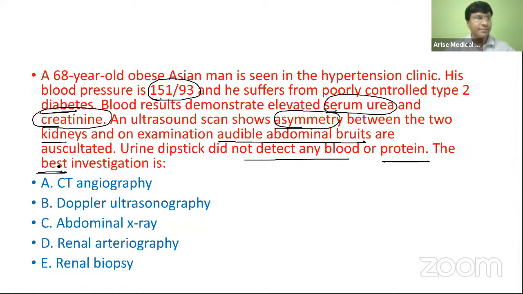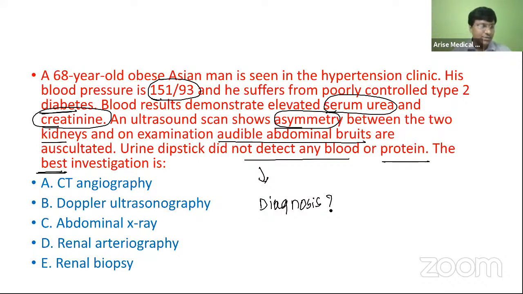The options are CT angiography, Doppler ultrasonography, abdominal x-ray, renal arteriography, renal biopsy. So what is it that you want to do in this patient? What is the best investigation? But first of all, you should tell me, what is the diagnosis in this case? Once you tell me the diagnosis, then I will tell you what is the best investigation that has to be done in this patient.